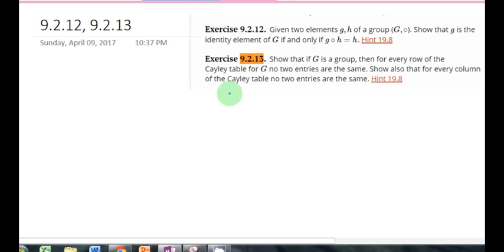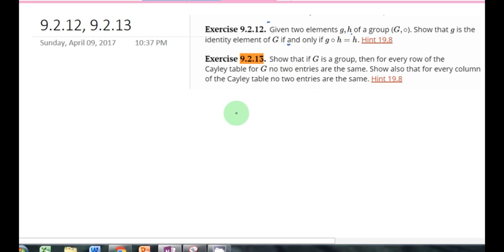All right, so what this says, given two elements G and H, the first one says show that G is the identity element of G if and only if G composed H is equal to H. So what that means is that in a Cayley table, if you see an entry corresponding to this operation, G composed H equals H, that tells you right away that G is the identity.